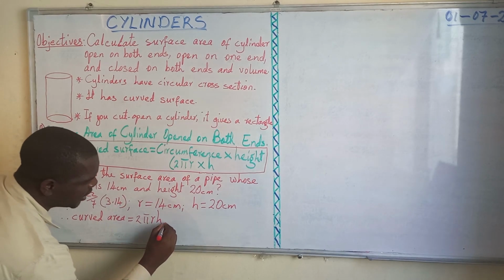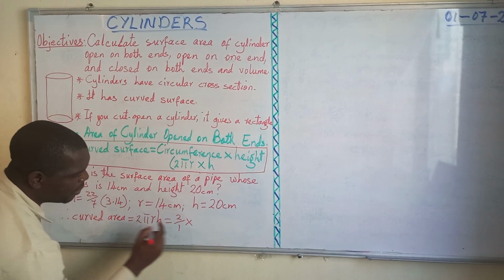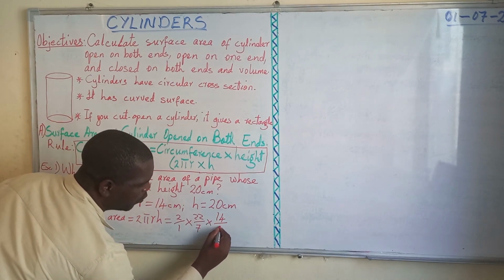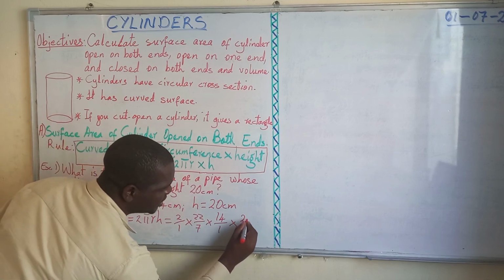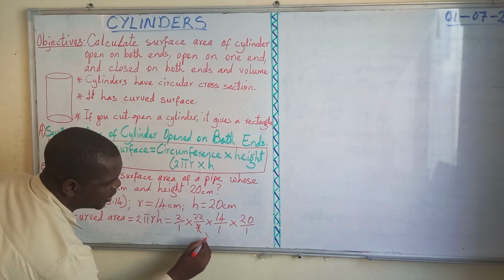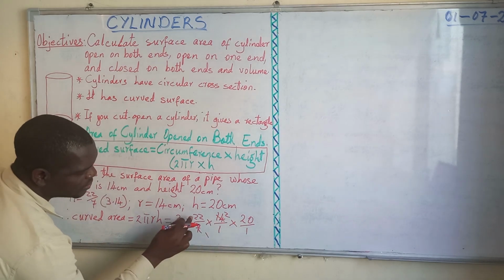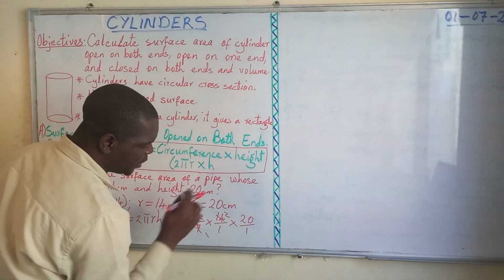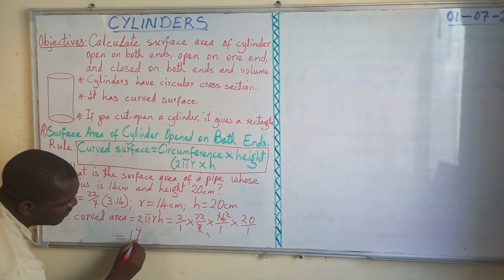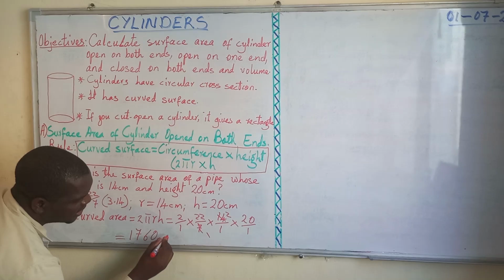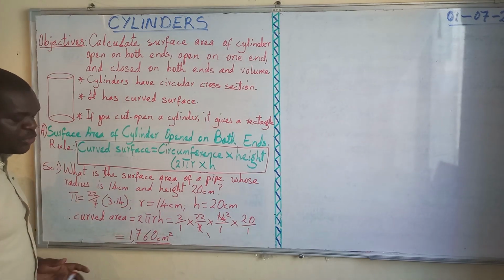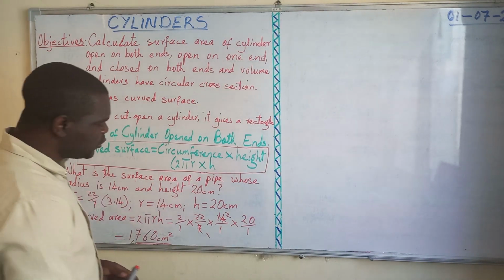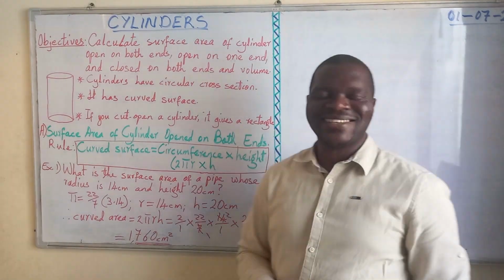And if we want to substitute here, it will be 2/1 times pi, which is 22/7, times radius is 14/1, times height is 20/1. 7 here, 1 time, 7 into 14, 2 times. 2 times 22 is 44. 44 times 2 is 88, and 88 times 20 will give us a total of 1,760 centimeters square. Do not forget your units, because this is area, and so the unit should be square. So this is what you are supposed to do to find the curved surface area of a cylinder.